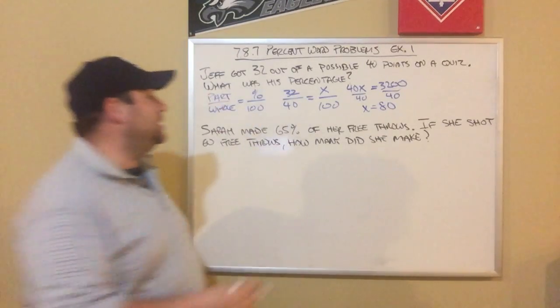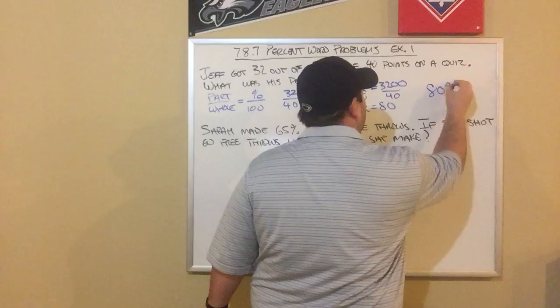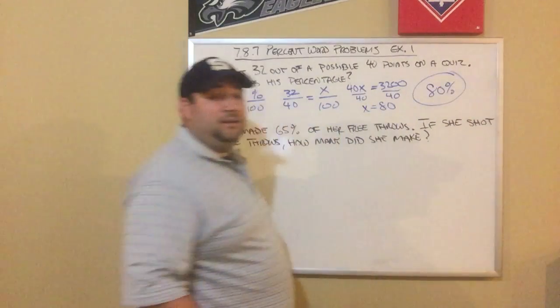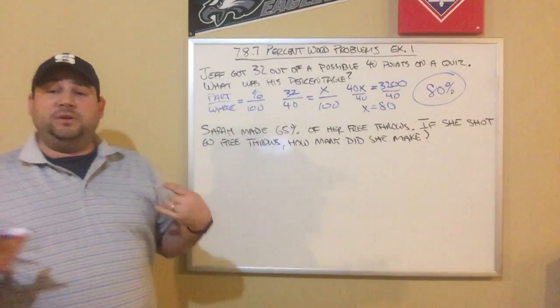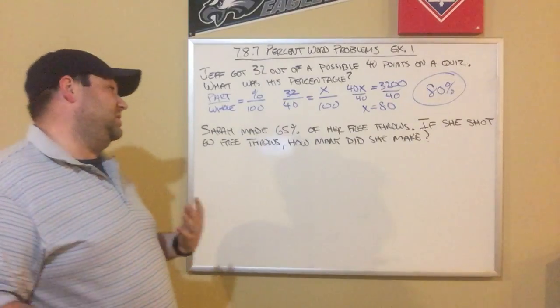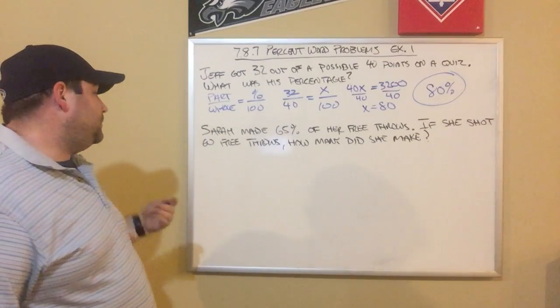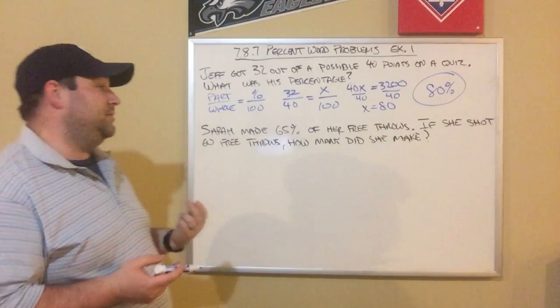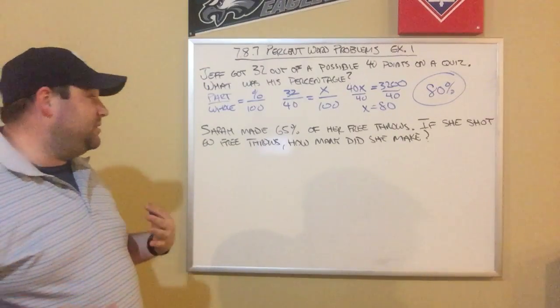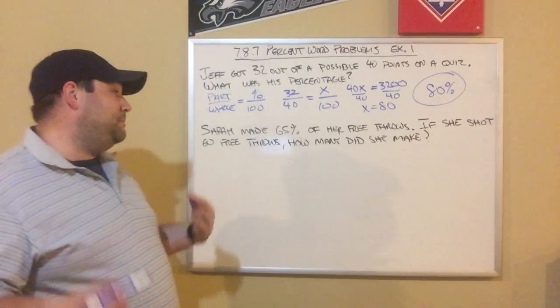The question was, what was his percentage? His percentage was 80%. So we use this formula, part over whole equals percent over 100, to answer this question. Let's read the next one. Sarah made 65% of her free throws. If she shot 60 free throws, how many did she make?